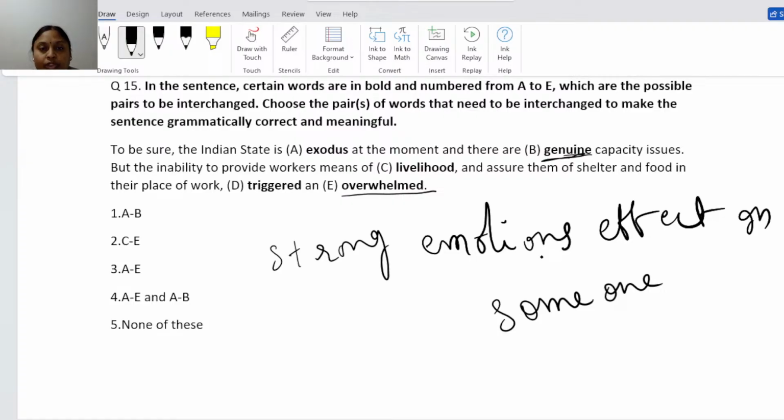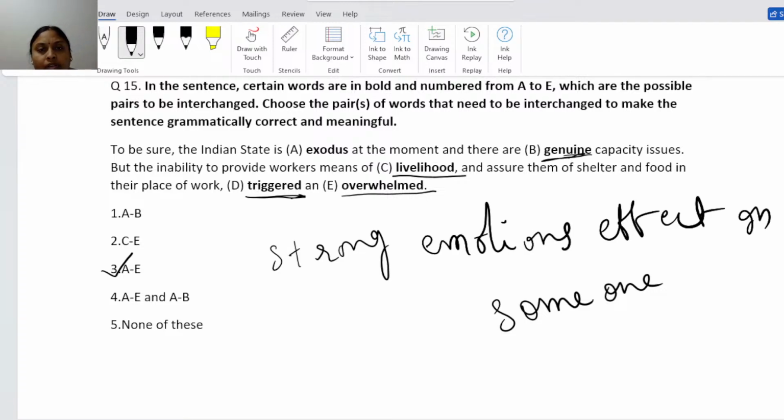And next, we have livelihood. What is the meaning of livelihood? Generally, whatever necessary things we need, that will be provided, so it is known as livelihood. And next we have trigger, meaning causes that happen to exist. So something happened to exist, that is known as a trigger. So accordingly, what are we supposed to change? A to E we are supposed to change. Then, if we change that, what will be the answer?